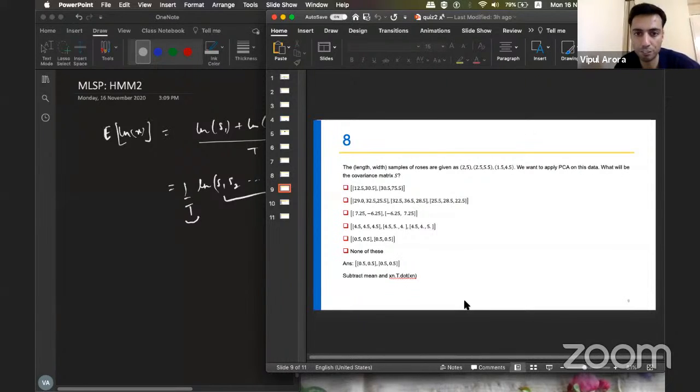Okay, then we have length and width. We have to apply PCA. Basically, you normalize it, so subtract the mean for normalization, and then take x transpose dot x.